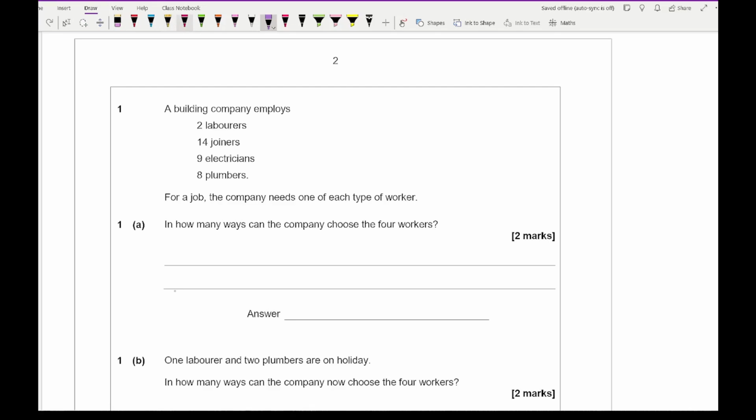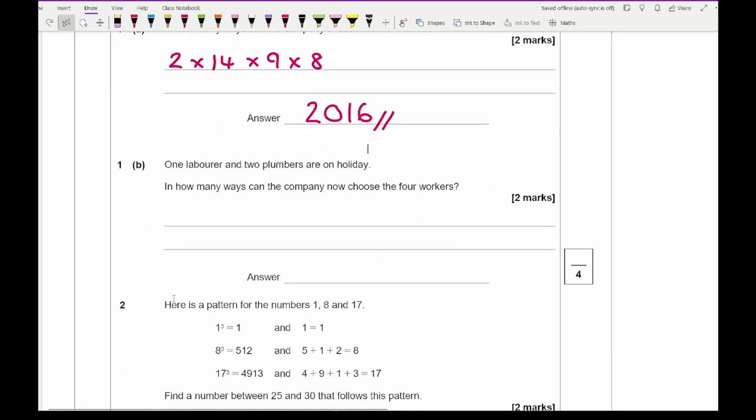So for this question, all we need to do is basically multiply each of these 4 numbers together. So it's going to be 2 times 14 times 9 multiplied by 8. And either doing that manually or with a calculator should give you an answer of 2016. Then moving on to 1b, it says 1 labourer and 2 plumbers are on holiday.